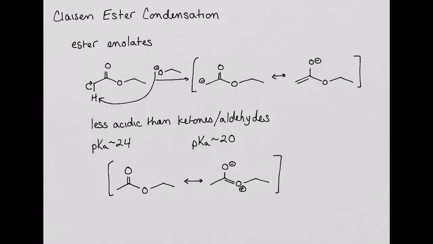The carbonyl oxygen already has a partial negative charge prior to formation of the enolate. This makes it less available to help stabilize the enolate in the above resonance structures.